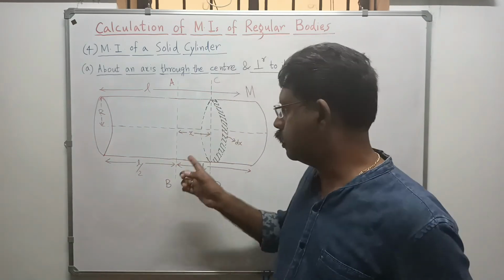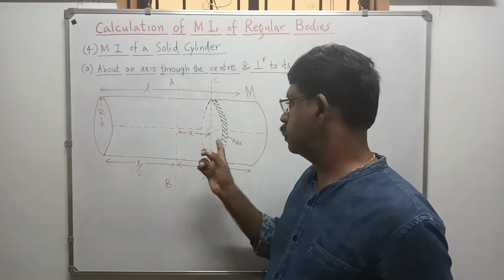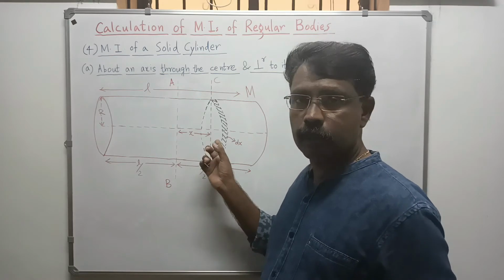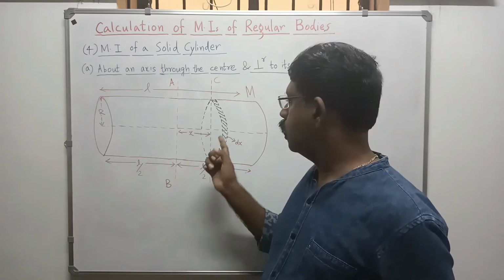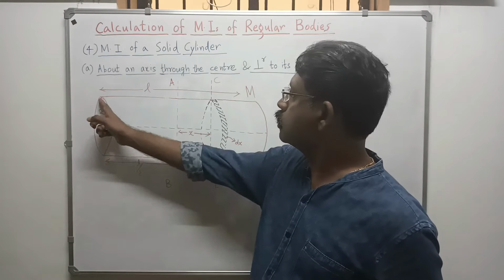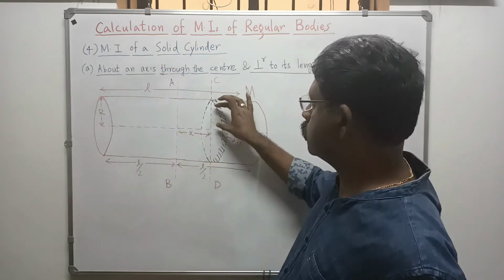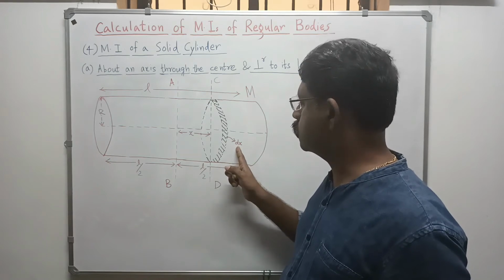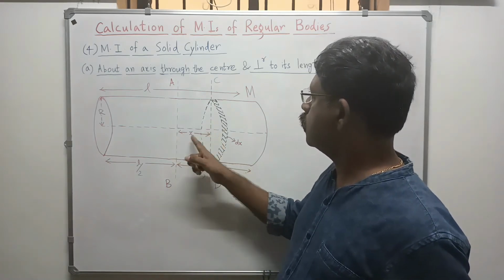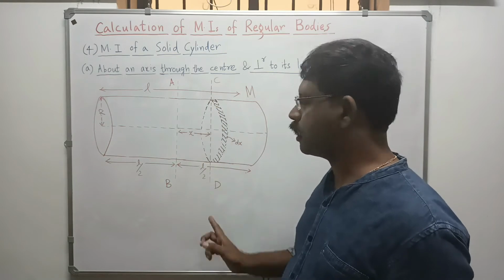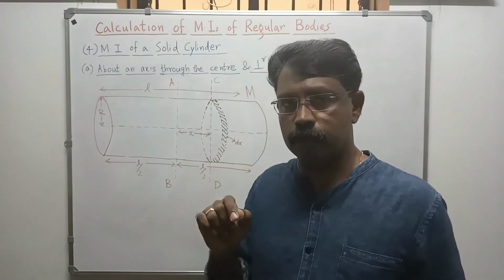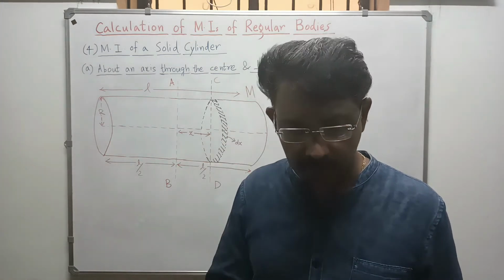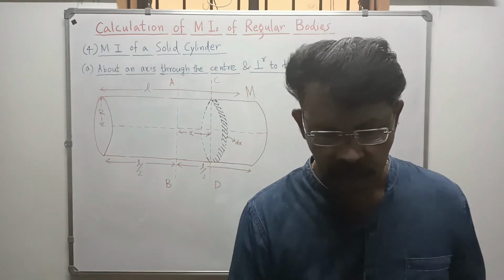So here I have considered a disk which is at a distance of x from the central axis. The radius of the disk is the same as the radius of the solid cylinder. The thickness of the disk is dx and it is situated at a distance x from the center. So CD is an axis passing through the center of the disk and lying in its plane.